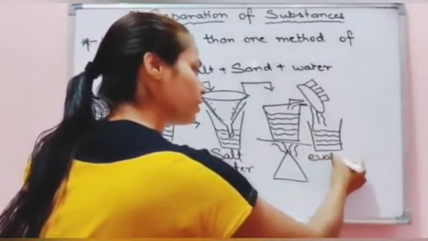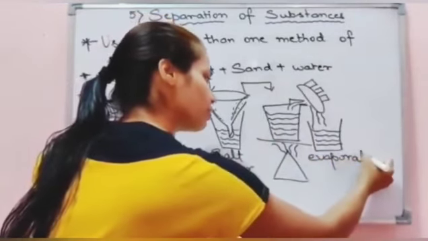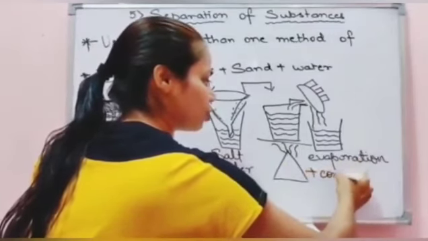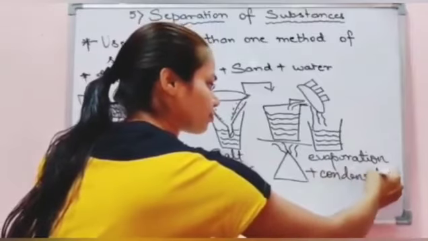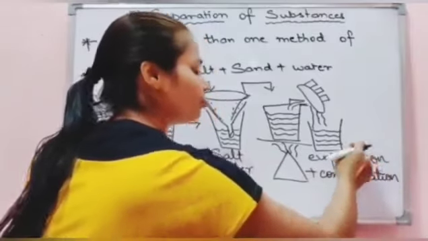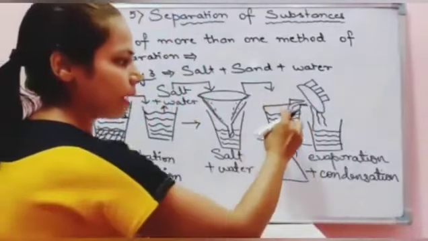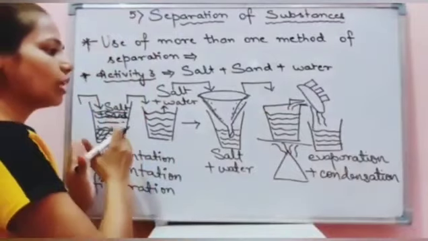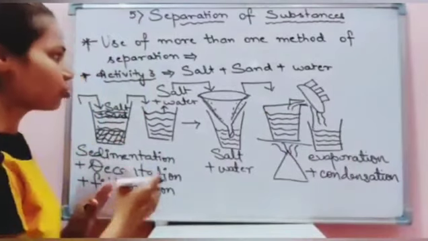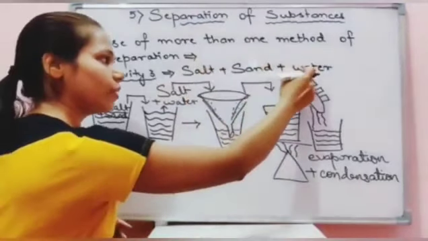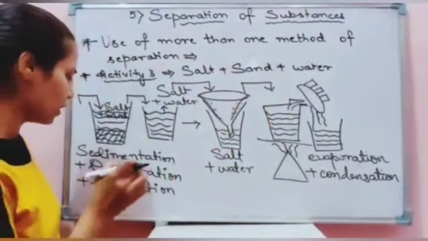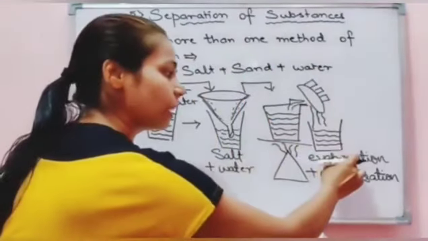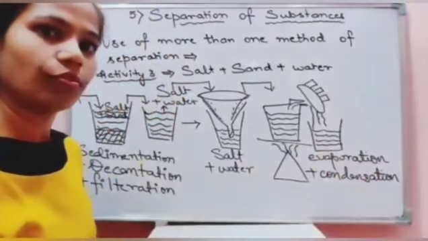What were the 2 methods? Evaporation and condensation. With the help of these 2 methods, I had separated salt and water separately. Okay, so now here 5 methods I had utilized to separate the mixture of salt, sand and water. What are those 5 methods, children? Sedimentation, decantation, filtration. After that, evaporation, condensation. Fine.